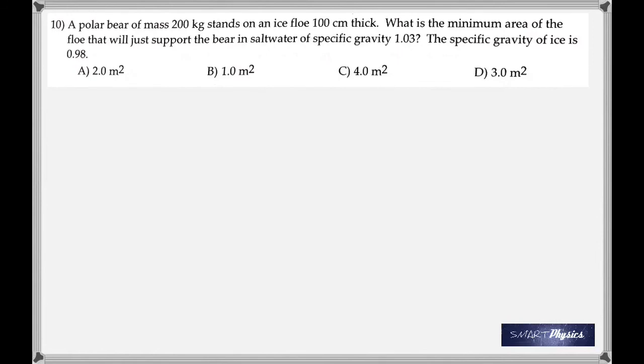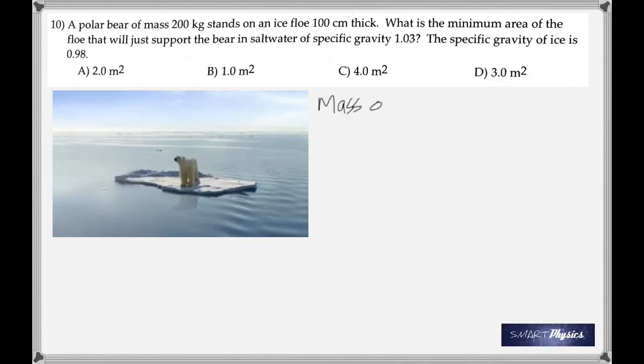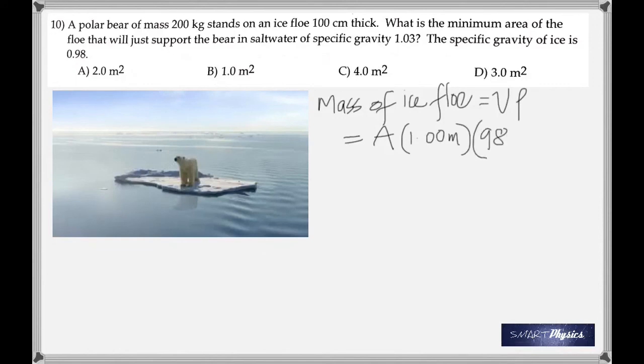This polar bear of mass 200 grams stands on an ice floe 100 centimeters thick like that. What's the minimum area of the floe that will just support the bear in salt water? Mass of the ice floe is its volume times density. Volume is area times thickness. So density is 980.